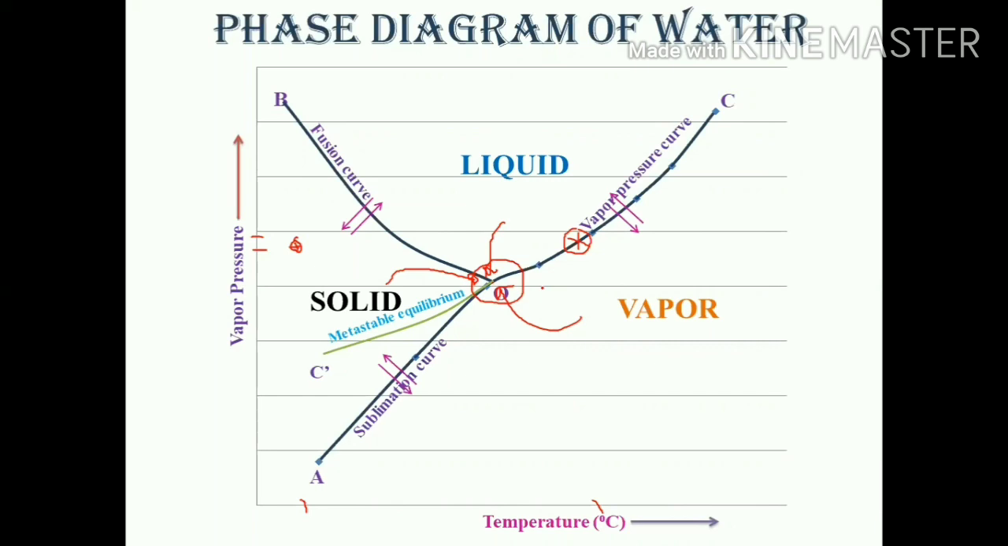So all the three phases of water, solid, liquid, and vapor, are coexisting at this particular point corresponding to its temperature and pressure. We'll see what those specific values are. And this point O is called the triple point. This is one significant point in the entire phase diagram of water.